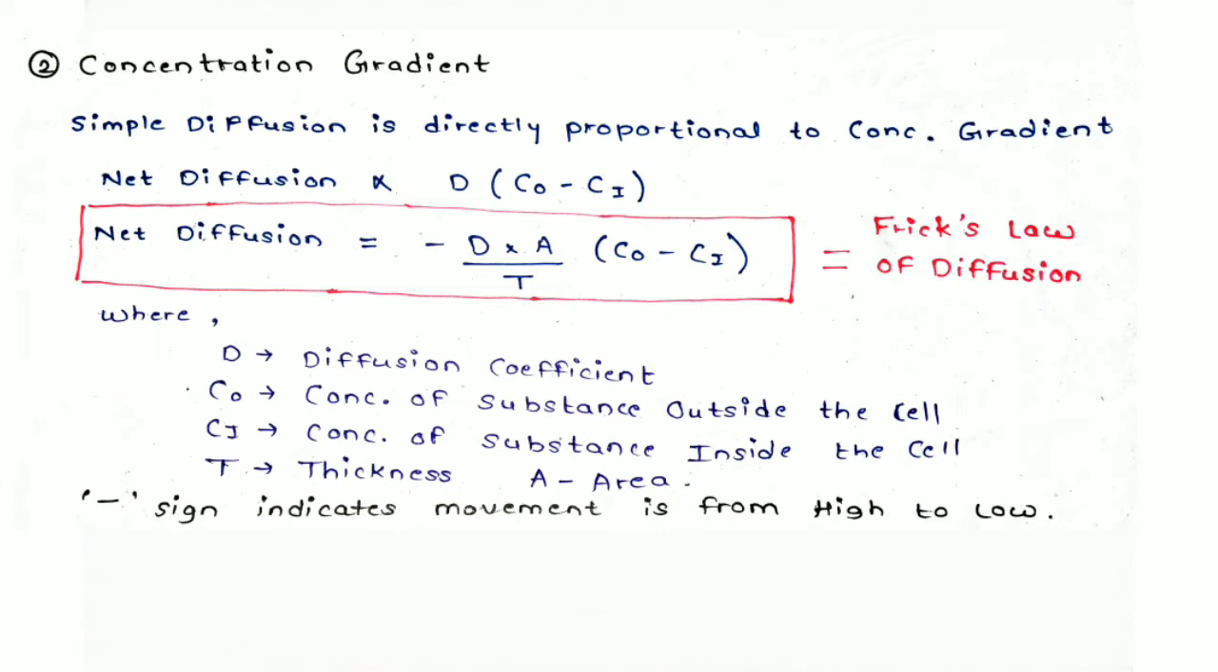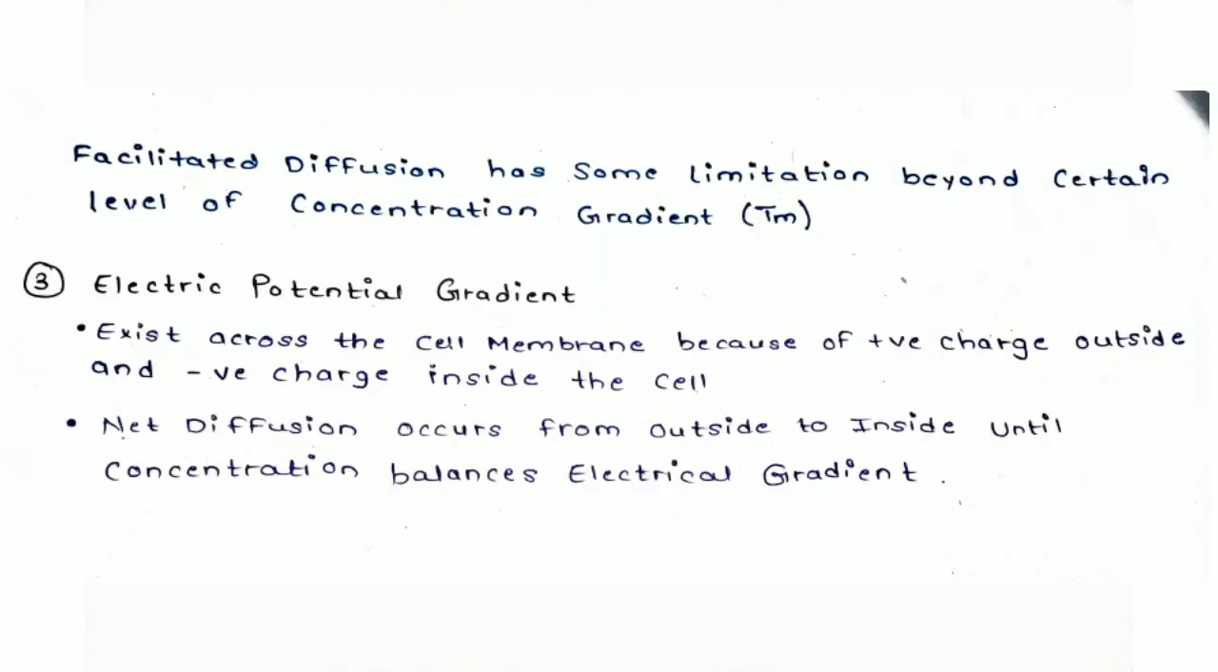Here A is the surface area of the membrane, T is the thickness of the membrane, D is the diffusion coefficient, Co is the concentration of substance outside the cell, and Ci is the concentration of substance inside the cell. The negative sign indicates the direction of movement of particles is down the concentration gradient, meaning from high to low. Facilitated diffusion has some limitation beyond a certain value of concentration gradient, so this is not applicable there.